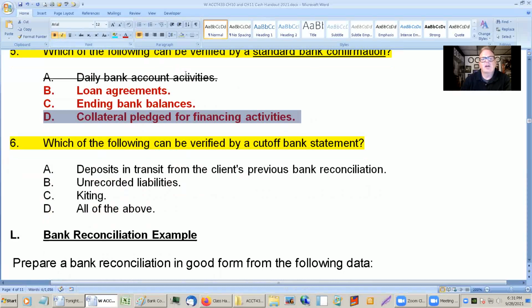So it'll also say, okay, here's a loan for inventory, but it's backed by the inventory, and so you may have those kind of situations. It could be backed by something else. It could be backed by a building. It could be backed by anything. But the collateral pledged for financing activities will also be on there. So the bank confirmation doesn't show you activity at all. It just says at the end of the year, but it's very important.